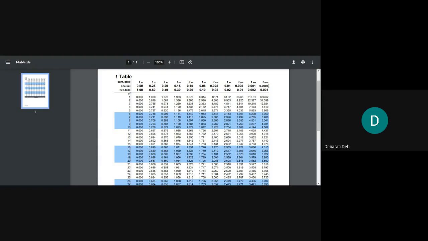And suppose you want to check at 1% level of significance, then you will have to see the third column from the right hand side. Third column from the right hand side, and you will follow this column till the 19 degrees of freedom. Here, what is the value, Shital? Ma'am, it's 2.861. Yes, very good. So this is how you need to check.